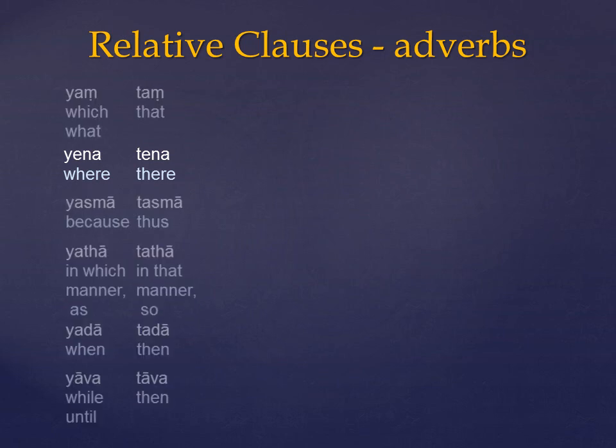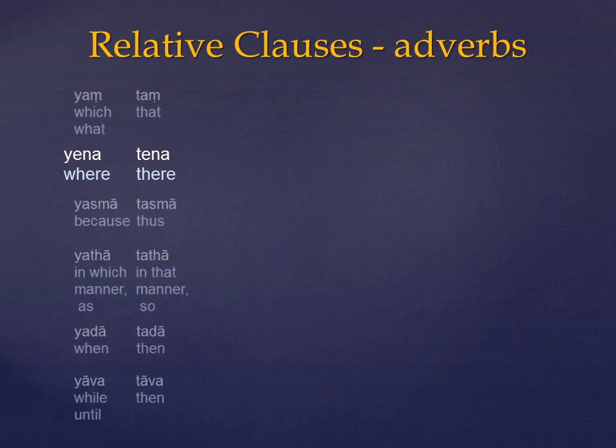And now we move on to Yena and Tena, meaning where and there, and these two are also very common. And when they're used with verbs of motion, they have a peculiar clause construction. Hopefully you'll remember that with verbs of motion, the destination is usually placed in the accusative case. Another way of conveying the same information is with a relative Yena Tena clause, or in English, a where there clause.